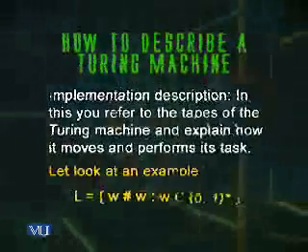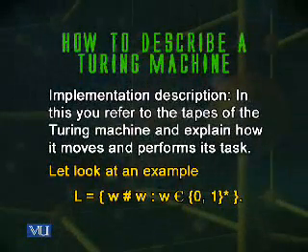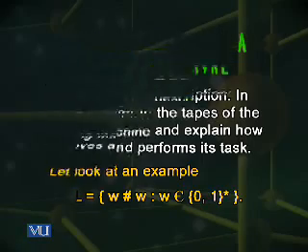Well, we have already looked at some implementation level descriptions of Turing machines. Here is one example. Suppose that you have a language L which is W followed by hash sign followed by W, where W is in {0,1}*. How can we devise a Turing machine to recognize this language?